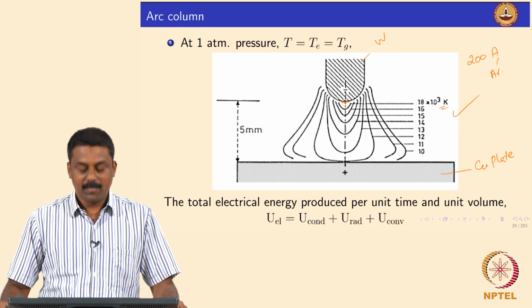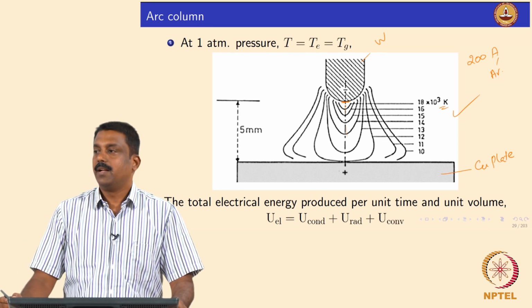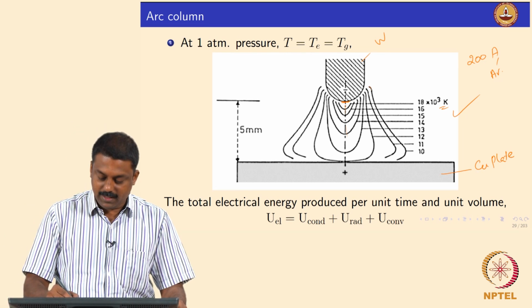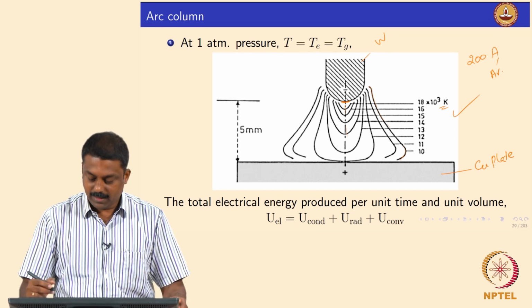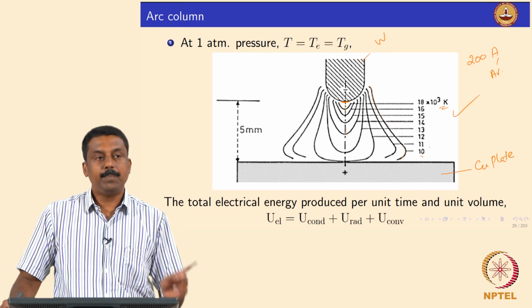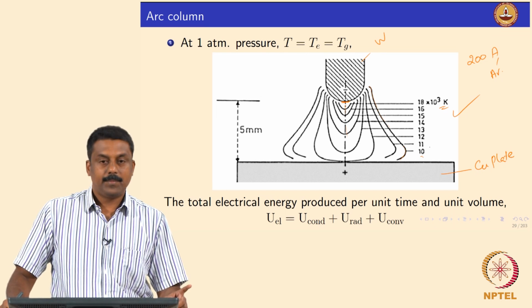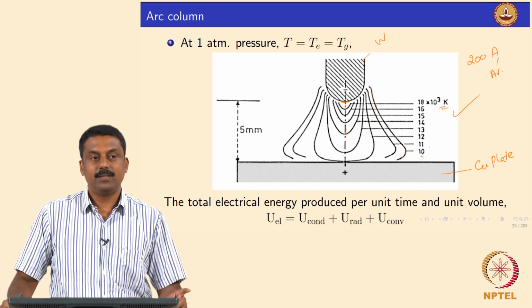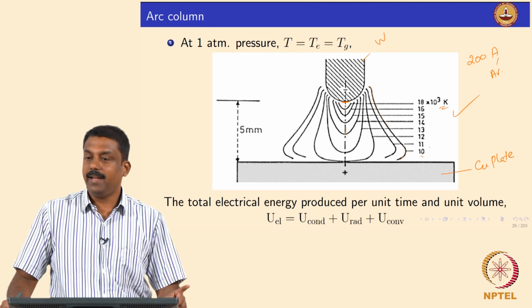Right, is it clear? Okay, now if you look at the temperature distribution, obviously at the center of the arc column the temperature can go up to 18,000 Kelvin. The outer periphery is known as the arc envelope, and it can go up to 10,000 Kelvin. So the temperature of the arc is entirely determined by the nature of the gas which is forming the arc. Why is that? Because the gas determines the ionization.